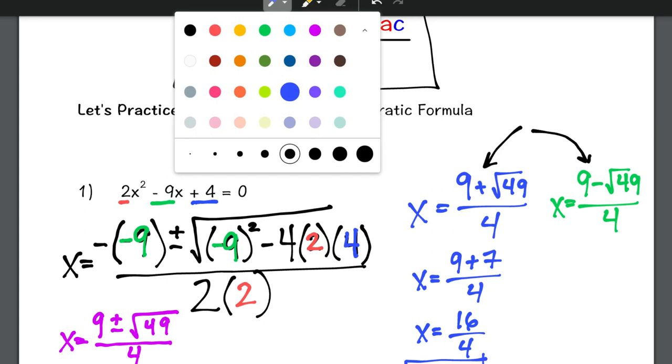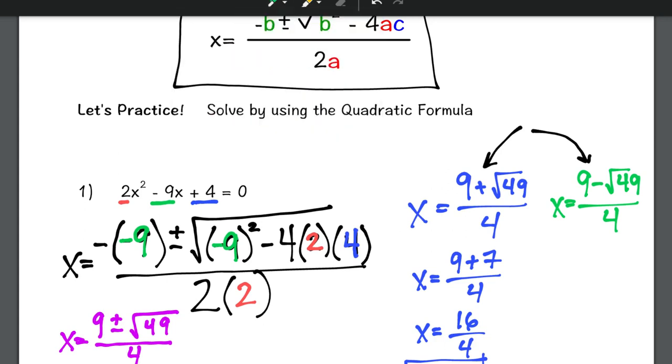Now I find my second by doing the same thing, but with that negative. So it's going to be x is equal to 9 minus 7 over 4. x is equal to 2 over 4. And last but not least, x is equal to 1/2 as my simplified solution.